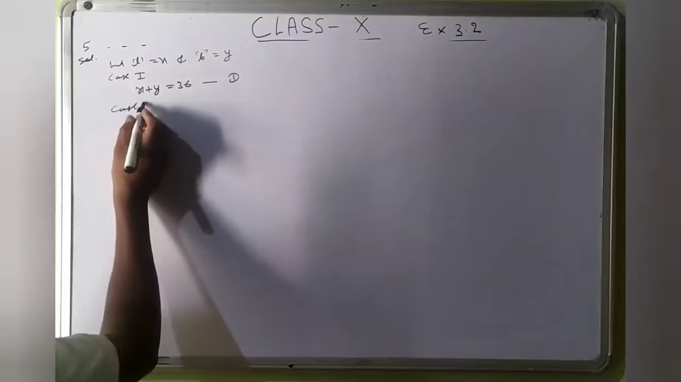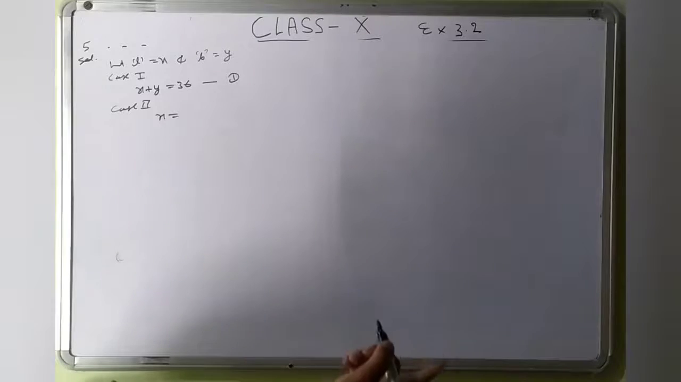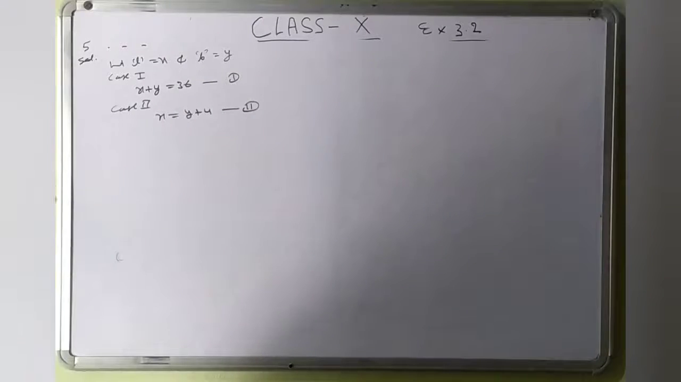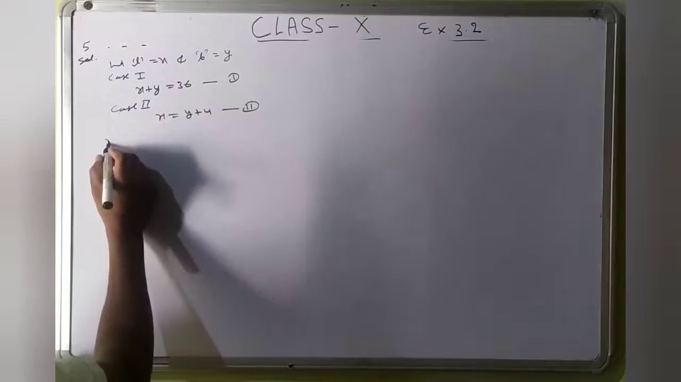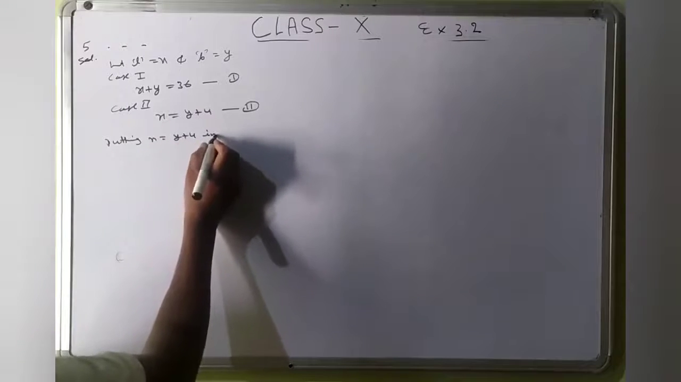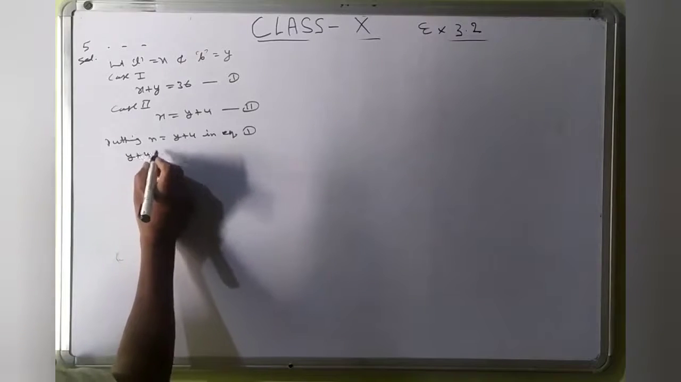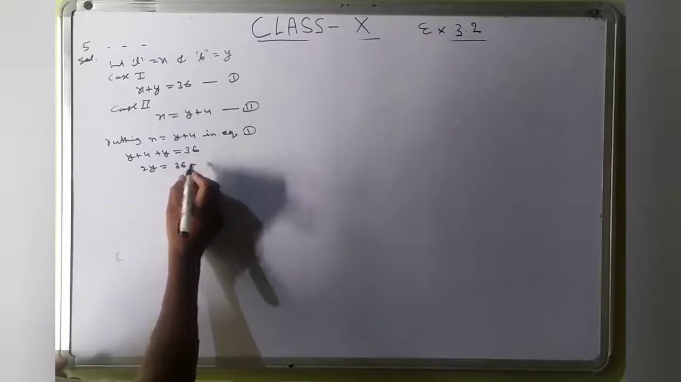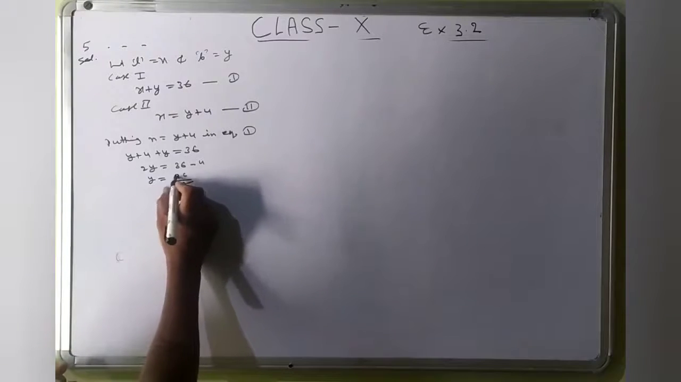Case second: length is greater than breadth by 4, so x is equal to y plus 4. That is the second equation. Now we can find the answer by putting x is equal to y plus 4 in the first equation. So that will be y plus 4 plus y is equal to 36. So 2y is equal to 36 minus 4, so y is equal to 36 upon 2, that is 18.